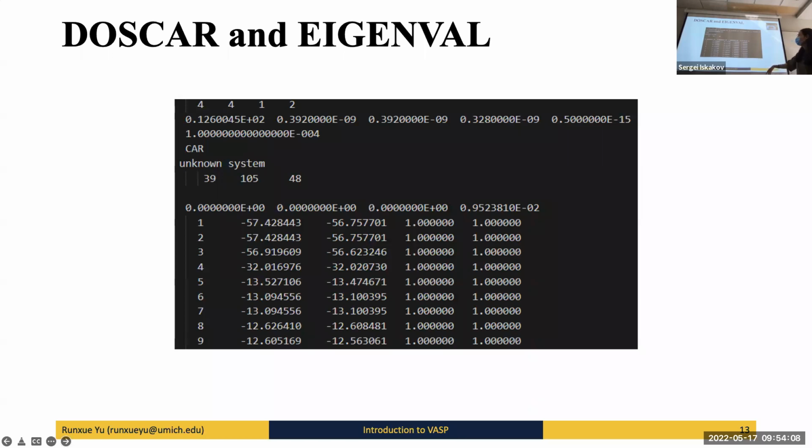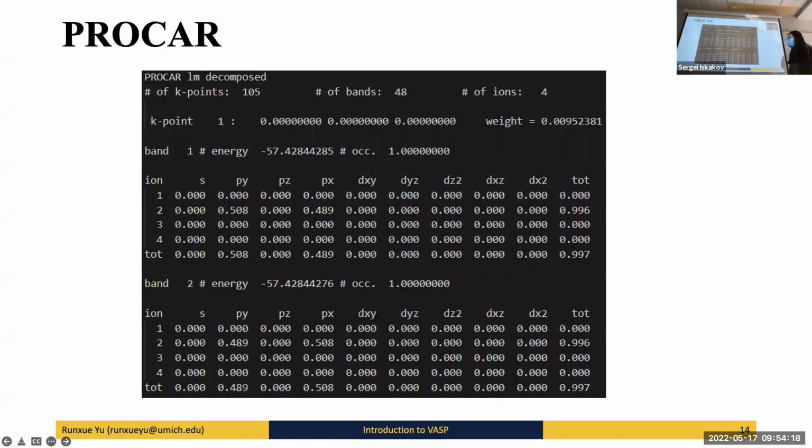Based on the eigenvalue file, we can plot the band structure. And sometimes if we want to have the atomic orbital projected band structure, then we have to have a look at the PROCAR here.